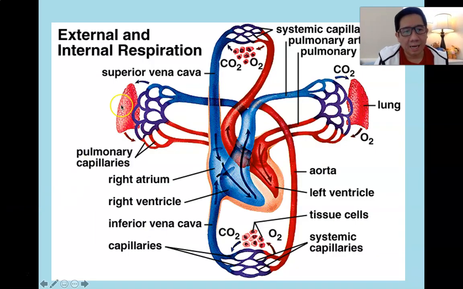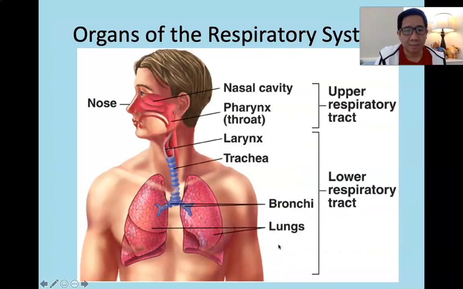You have the external versus internal. External is what's inside your lungs. This is the external. And what's internal is the cell part, exchanging in the cell. That's the internal part of your respiration.